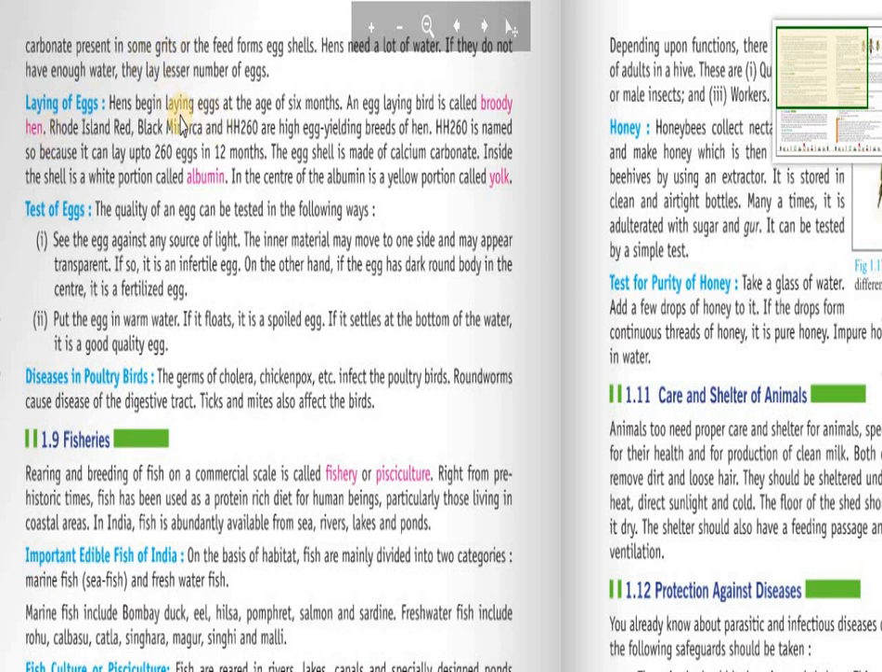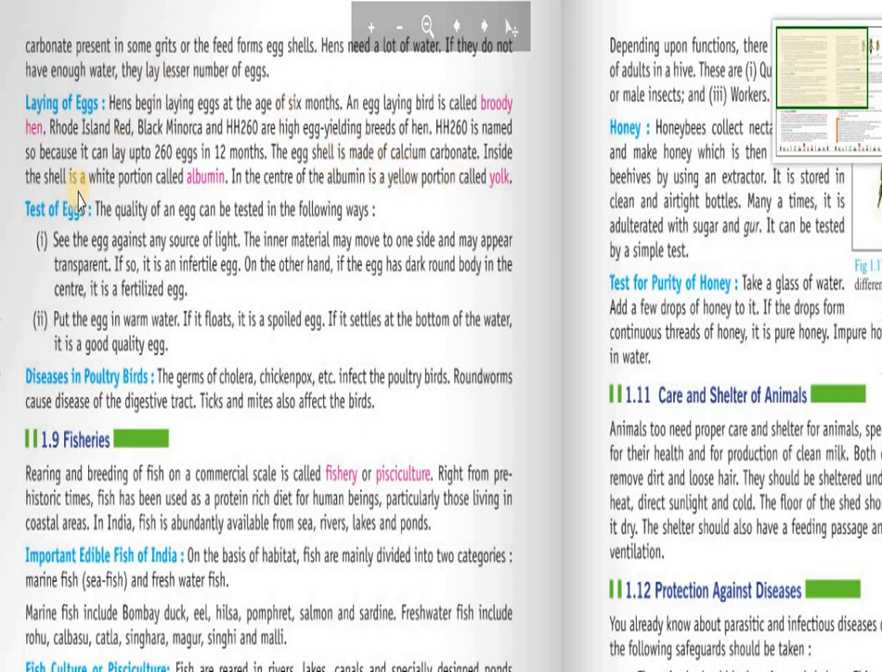Hens begin laying eggs at the age of 6 months. It means a hen starts to lay eggs at the age of 6 months. An egg laying bird is called a broody hen. Rhode Island Red, Black Minorca and HH260 are the high yielding breeds of hen. HH260 is named so because it can lay up to 260 eggs in 12 months. The eggshell is made of calcium carbonate.